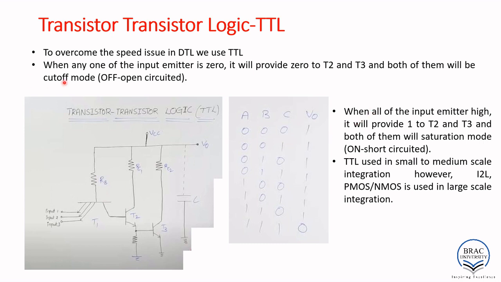When any of the input emitters is 0, it will provide 0 to T2 and for T3 both. If any of them is 0, it will provide 0 here and 0 here, which means the T2 and T3 transistors will be in cutoff mode. Cutoff means they will be open circuited. So due to open circuit, T2 and T3 will be off.